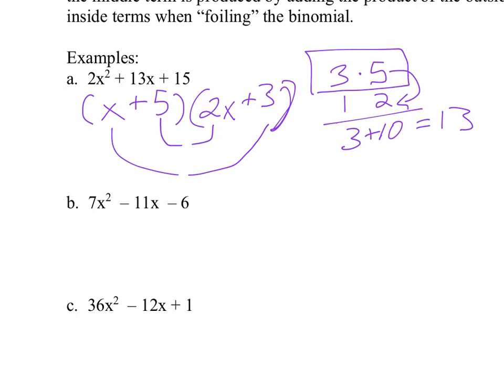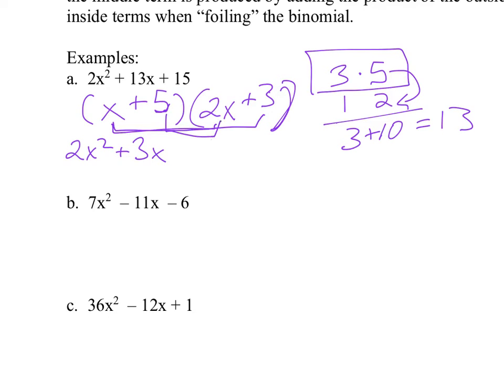Okay, so now I'm going to check my answer. Oops, I erased part of my 5. So, x times 2x is 2x squared. x times 3 is 3x. 5 times 2x is 10x. And 5 times 3 is 15. Now, if I put these together, I get 13x. So, yes, that works.